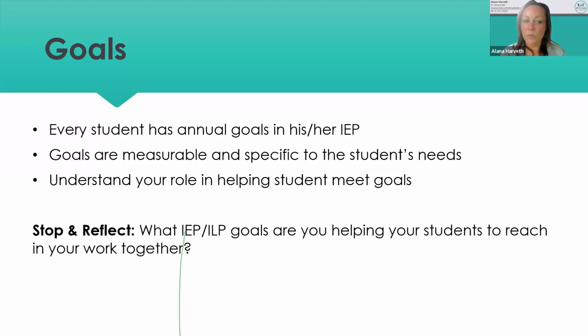So what are some goals? We're going to stop. I've talked a lot. I'm going to have you use the chat and tell me what are some of the goals that you see that you're helping your students reach when you're working together? What are some things that you work on?